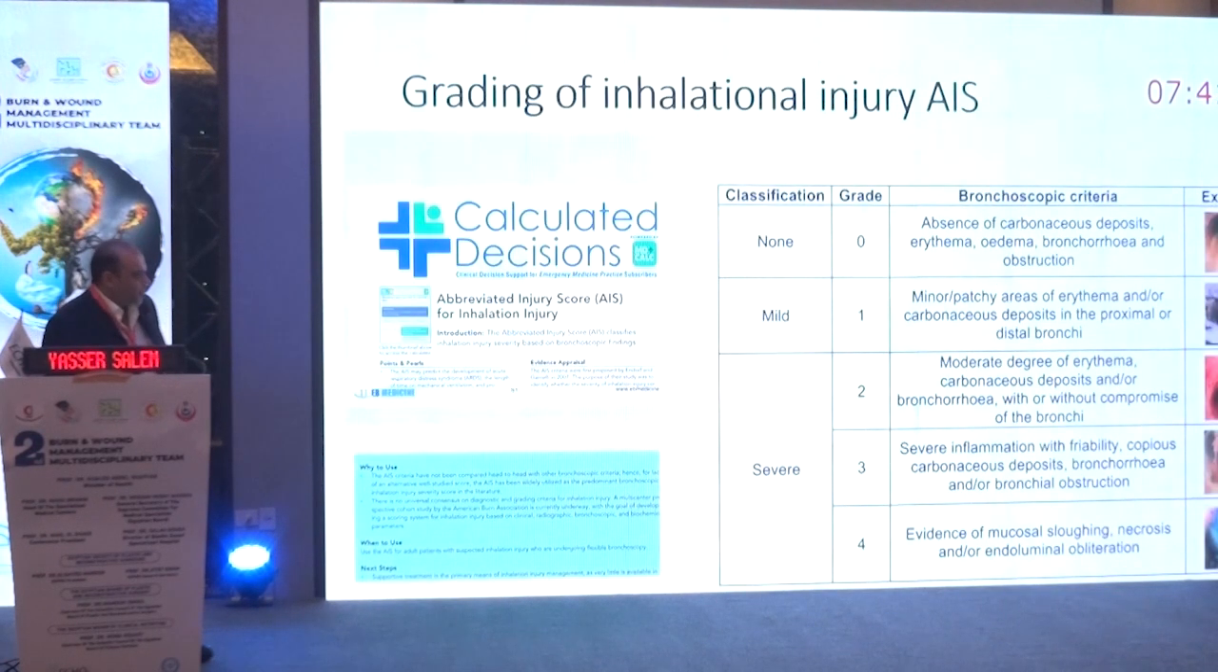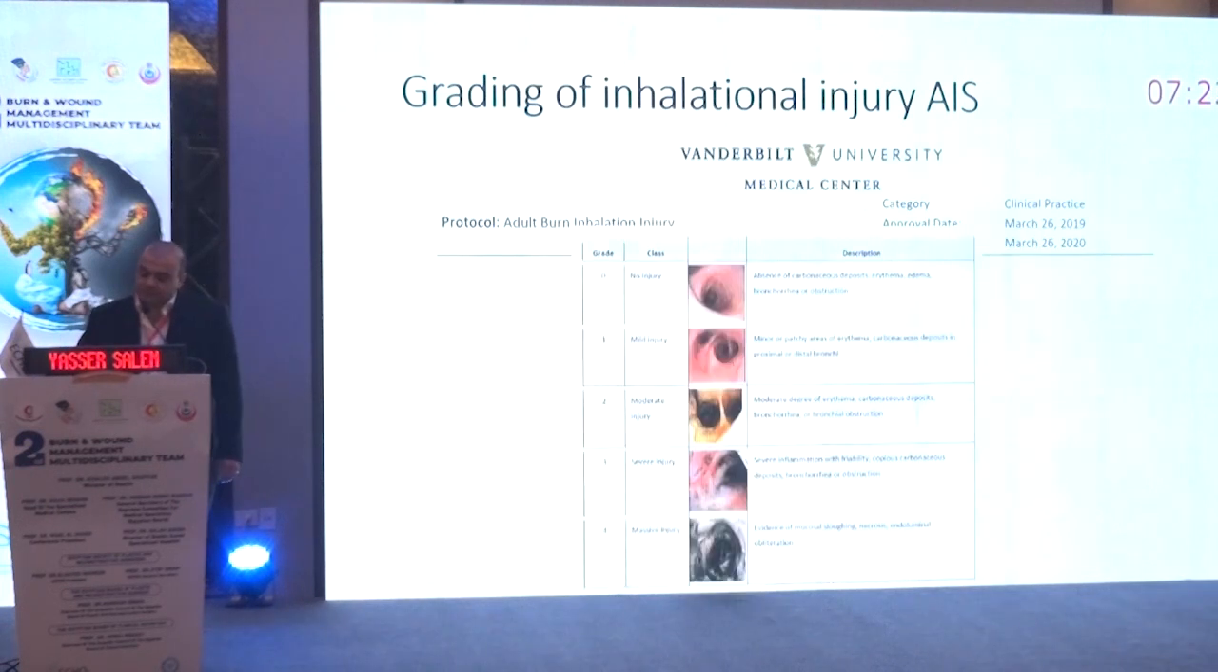Grading of inhalational injury. Actually, we know that we have grade 0, there is no injury. Grade 1 is mild, and we have grades 2, 3, and 4. And there is another grading, that's grade 0, 1, 2, 3. This is mild, moderate, and severe. Actually, there are gray zones between these grades, and it is not definite while you are examining the patient with the fiber optic bronchoscopy.